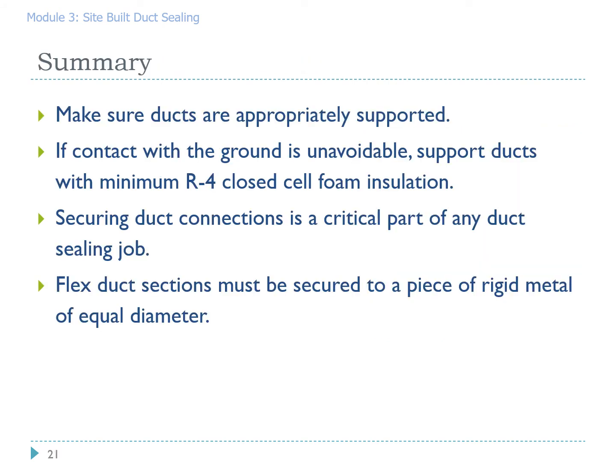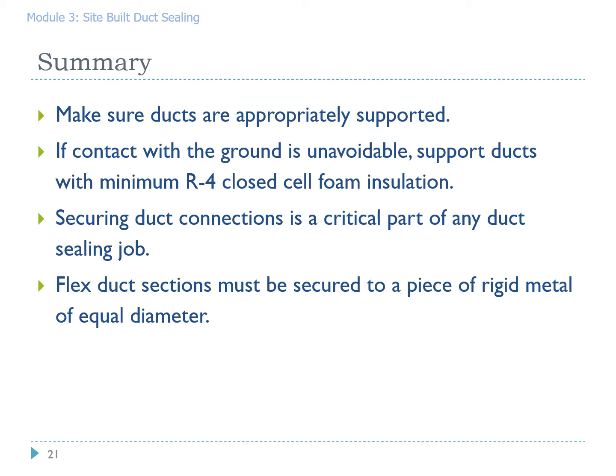Let's summarize what we've covered so far. All ducts must be appropriately supported. If they are not properly supported, they can put too much stress on the joints we've just sealed, creating a situation where what we just sealed becomes leaky in a short period of time. If contact with the ground is unavoidable, support the ducts with a minimum of R4 closed cell foam insulation. This adds to the thermal integrity as well as stopping any corrosion of the outside liner or rusting of the sheet metal if it's laying on the dirt.